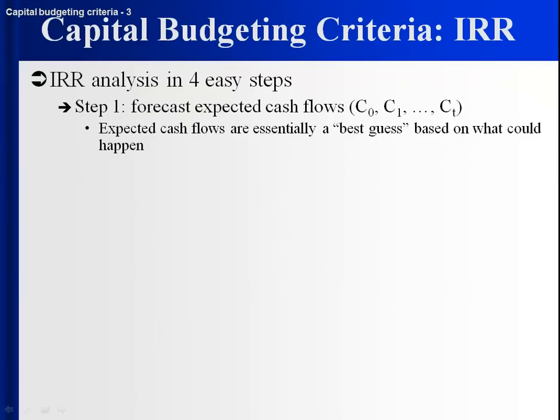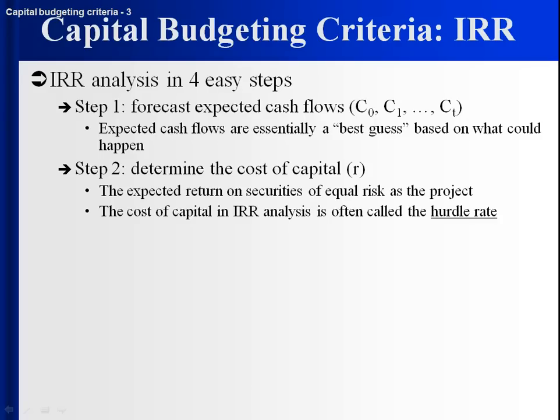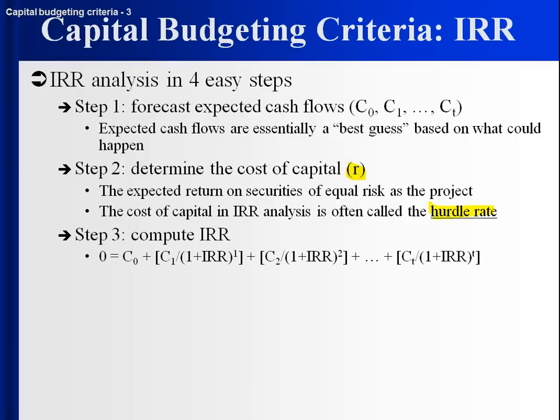So how do we solve? We forecast the expected cash flows. We determine the cost of capital. That's our benchmark. A lot of times it's called the hurdle rate. Then find the IRR, and again, what is it? We're going to let the calculator do the work, but it is the rate such that if you discount all of the expected cash flows, the present value is zero. What's the rate that gives us that? That's a measure of the expected return.